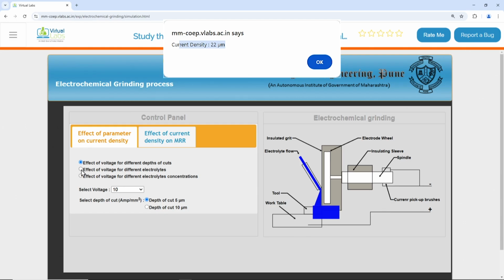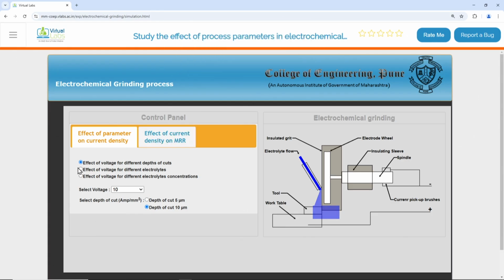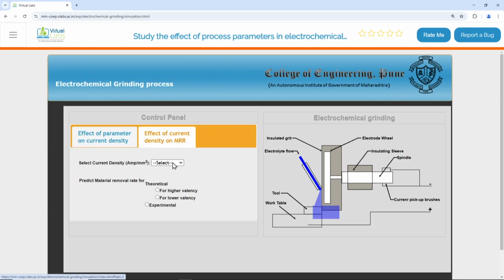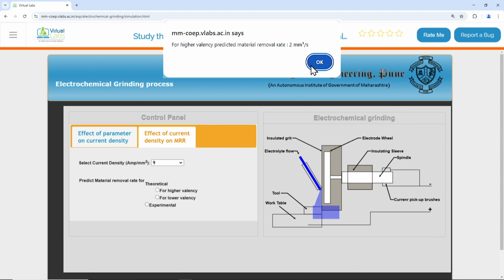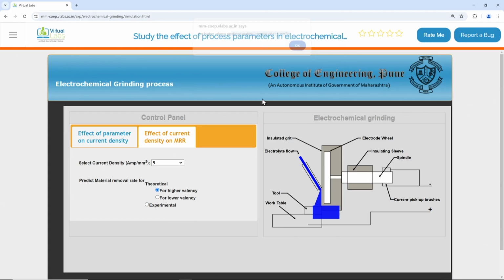So I can also see the effect of voltage for different electrolytes. So this is the effect of parameters on current density, the effect of different depths of cut, the effect of different electrolytes, then the effect of voltage for different electrolyte concentrations, and also the effect of current density on MRR. If I keep on varying the current density, for higher valency and for lower valency, I can see here that the predicted metal removal rate is 2 cubic millimeters per second. There is a model doing the calculation, and it is showing the values here.